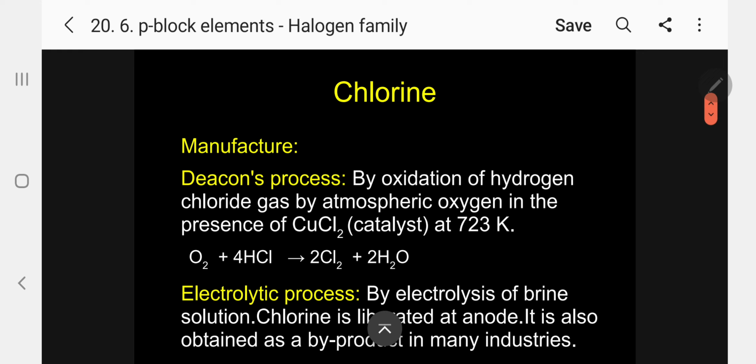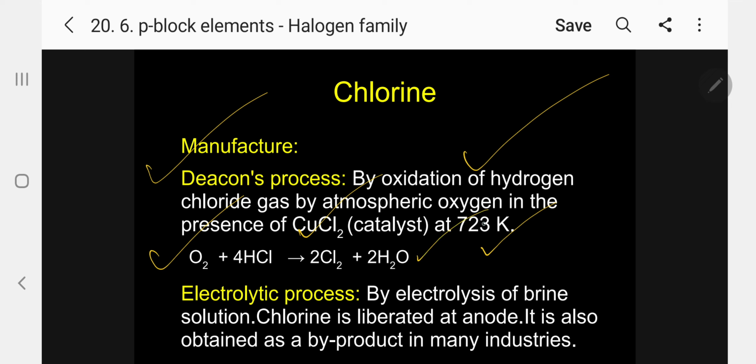Coming to the industrial manufacture, the process is called the Deacon process. Sometimes they will ask whether the Deacon process is used to prepare fluorine, chlorine, bromine, iodine. You must follow: the Deacon process is suitable for chlorine. By the oxidation of hydrogen chloride gas by atmospheric oxygen in the presence of copper chloride catalyst at 723 Kelvin, we get chlorine: O2 plus 4 HCl gives 2 Cl2 plus 2 H2O.